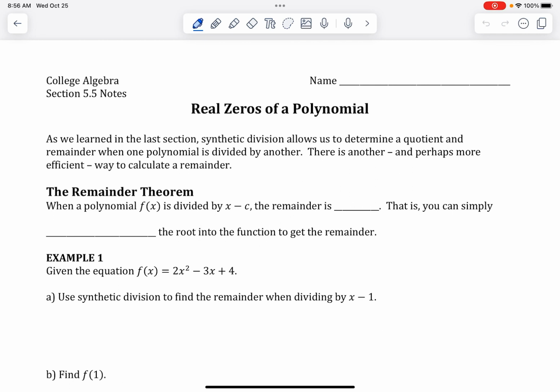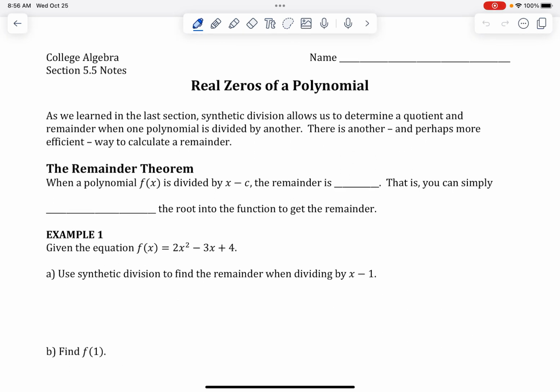Okay, so the remainder theorem is sort of a follow-up with what we do with synthetic division. As you know, with synthetic division, we can take some polynomial function, f of x, and divide it by x minus c. Well, it turns out that the powers that be proved years and years ago that the remainder can also be found another way. And that's simply by taking that function and replacing x with c. So whatever the root is, if you have x minus c, the root is some number c, that means you can simply substitute the root into the function to get the remainder.